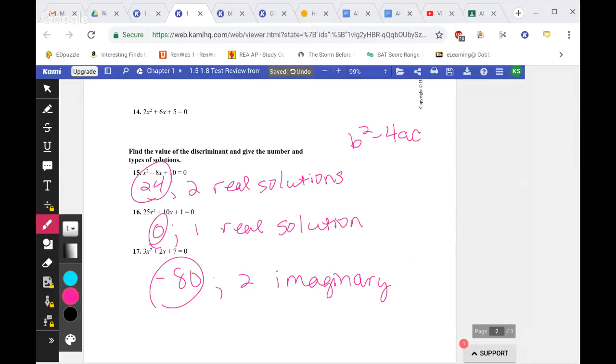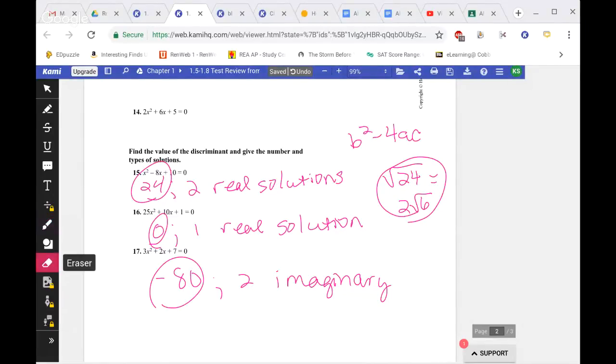Now I'm echoing. So how do you tell if it's imaginary or real? Good question. If I had the square root of 24, you know that that's a real number. It's an irrational number because if I break it down, it's 2 times root 6, but it is a real solution because there is an answer to that.